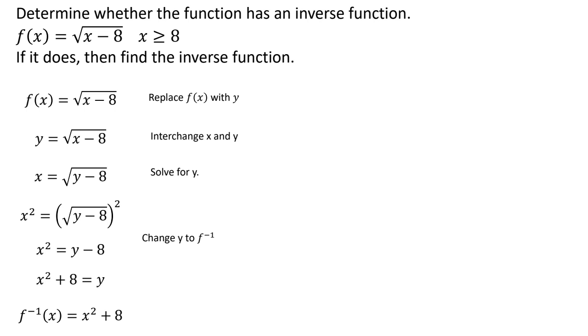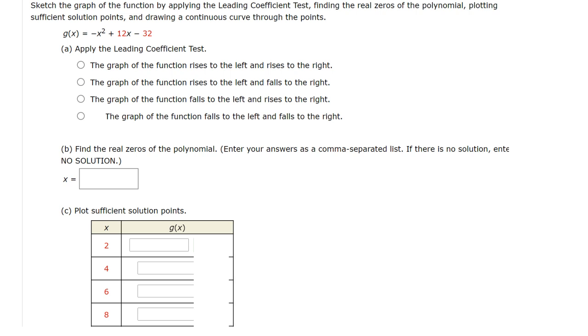All right, so let's look at this next example. It says, sketch the graph of the function by applying the leading coefficient test, finding the zeros of the polynomial, plotting sufficient solution points, and drawing a continuous curve through the points. Again, a polynomial graph is a smooth graph. The way they taught us is that if we never lift a pencil or our graph does not have sharp turns, it's the graph of a function. That's what all this means.